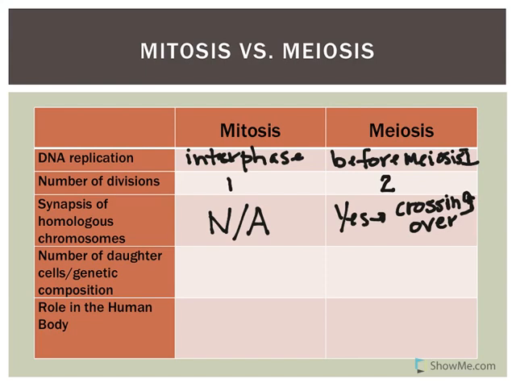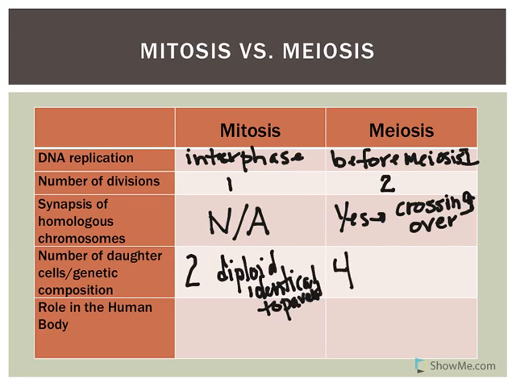Now in mitosis, the number of daughter cells, you have 2, and they are diploid. And they are identical to the parent. In meiosis, you have 4 cells, which are haploid. We're going to call them gametes, and they are not identical to the parent.